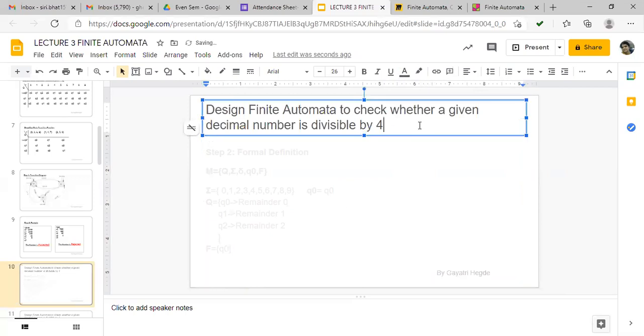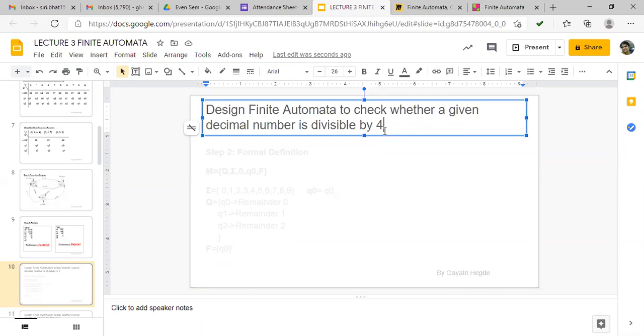Okay, so tell me now. Design finite automata to check whether a given decimal number is divisible by 4. Quickly tell me, what is the input? What is the input for this example? Design finite automata to check whether a given decimal number is divisible by 4. Decimal number, right? Since it is a decimal number, input is 0 to 9. Very good.